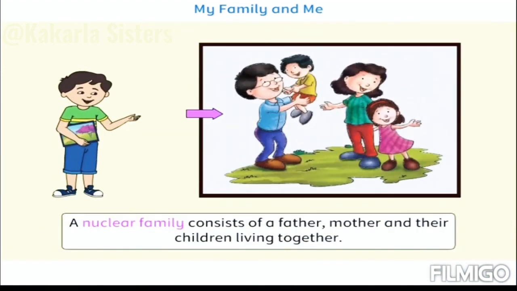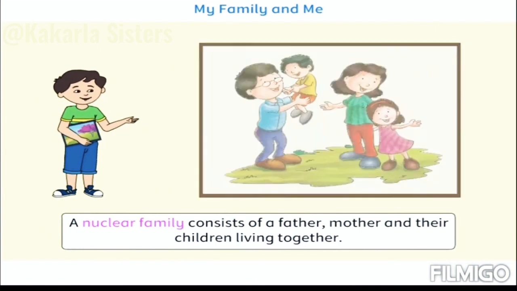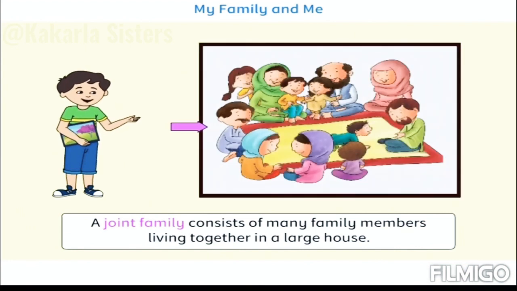A nuclear family consists of a father, mother, and their children living together. A joint family consists of many family members living together in a large house.